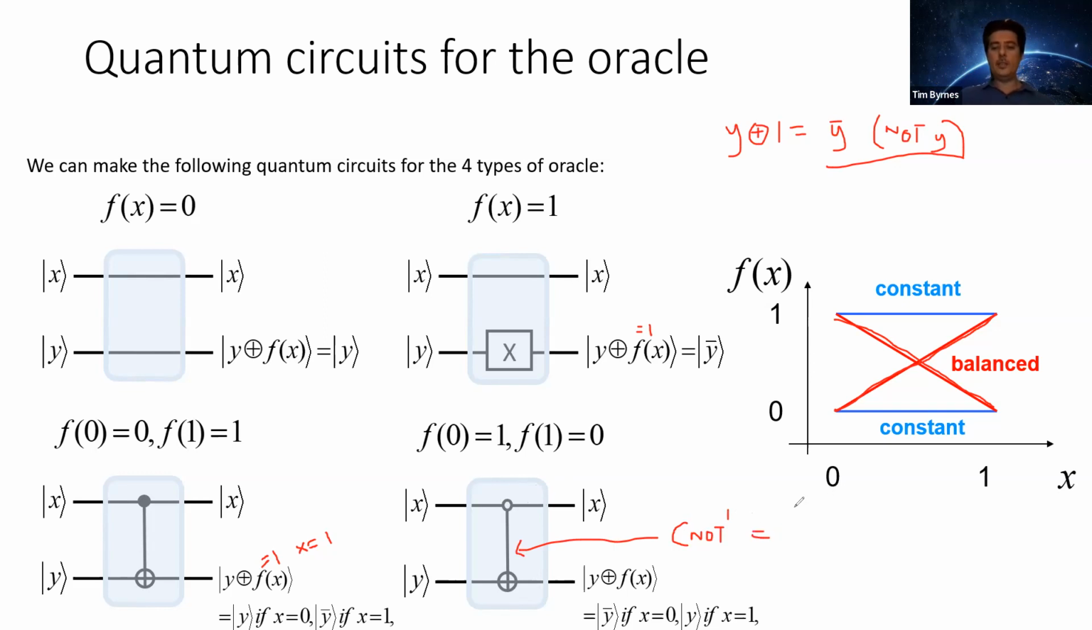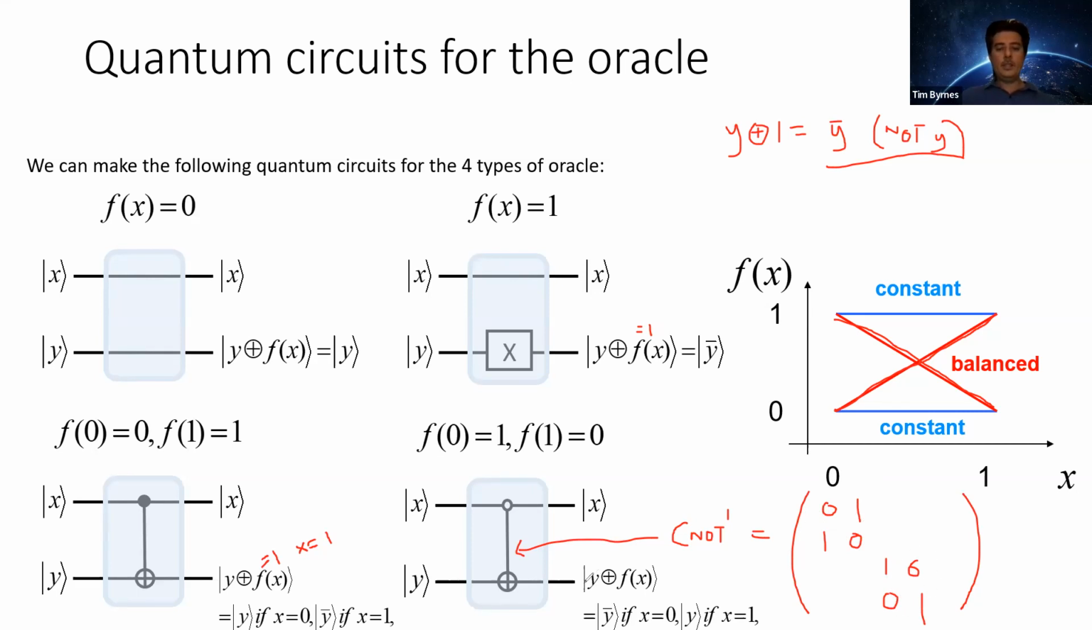And the matrix looks like this. Normal C naught looks like this, right? It's an identity for the upper block, and an X for the lower block. But the alternative C naught looks like this: in the top 2 by 2, it looks like a NOT, and then in the bottom 2 by 2, it looks like identity.